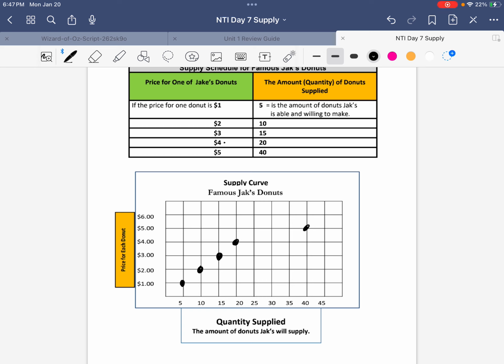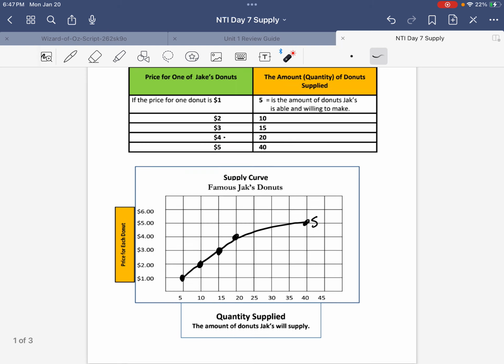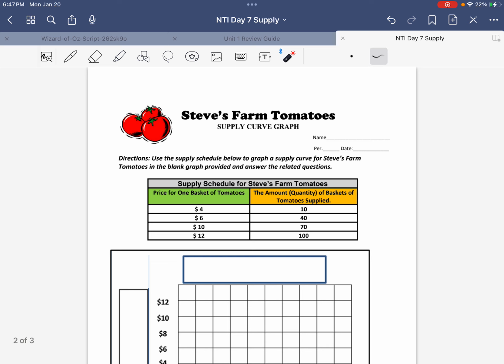Okay, and now I'm going to connect those lines and label it with S for supply. So basically that shows us the supply curve is upward sloping. It goes up towards the sky. Supply reaches for the sky. All right, so I'm going to go down or over to the next one, and let's do Steve's Farm.